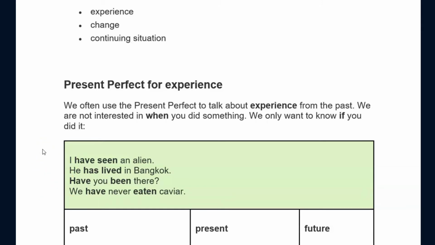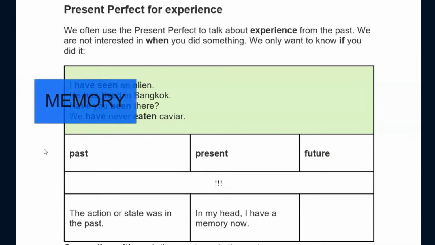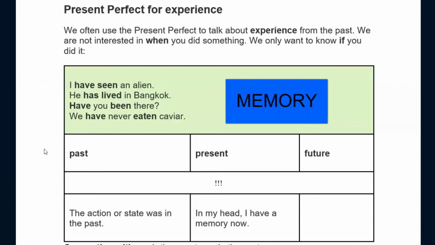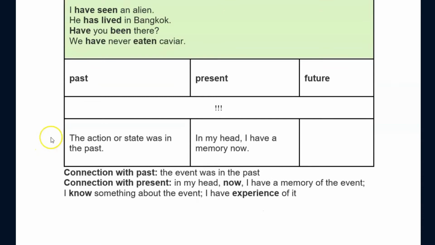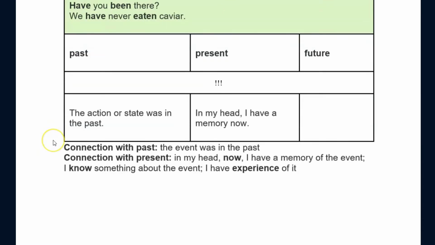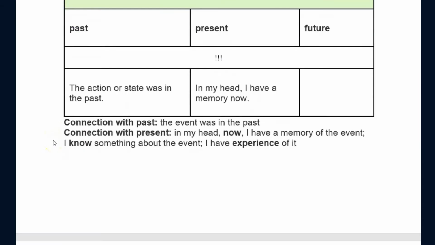And why is it affecting us in the present? Because it's a memory. We have a present memory of it. It's in our head. So the action or whatever happened has been completed in the past, but it does affect us now because it's an experience. So there's always a connection with the past and always a connection with the present.